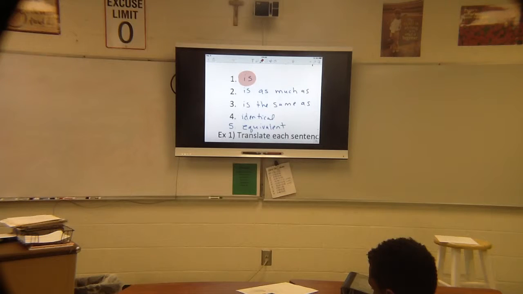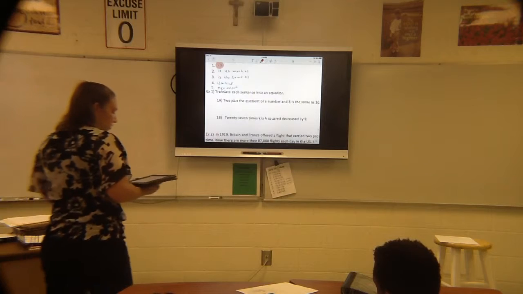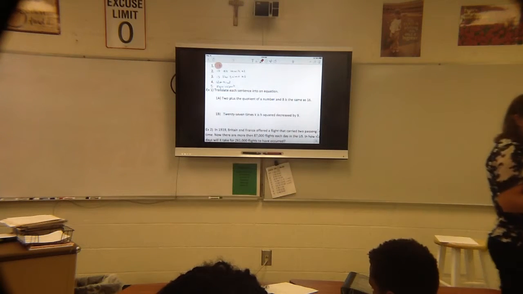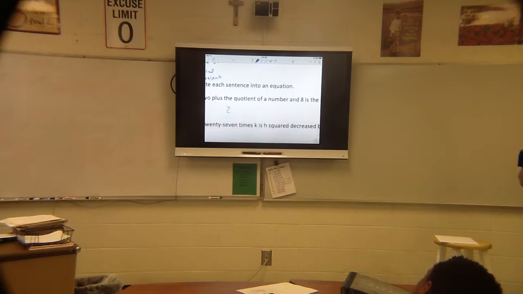Okay, so now when we go down to 1A here, it says translate each sentence into an equation. So 1A, 2 plus the quotient of a number and 8 is the same as 16. All right, does anybody have something that they want to try here? Ava, what do you got? 2 plus n over 8 equals 16.